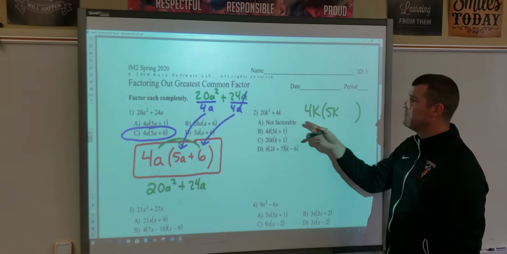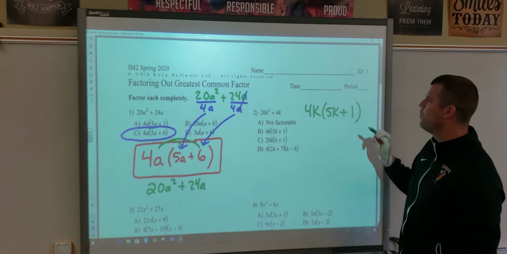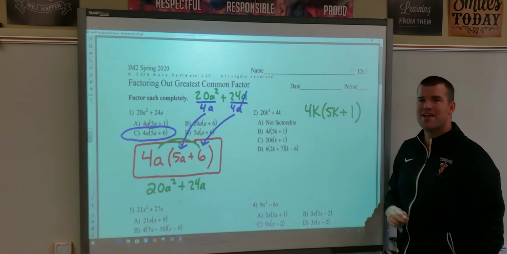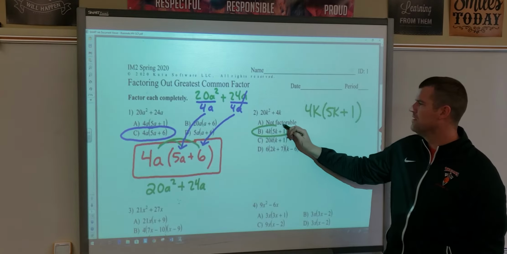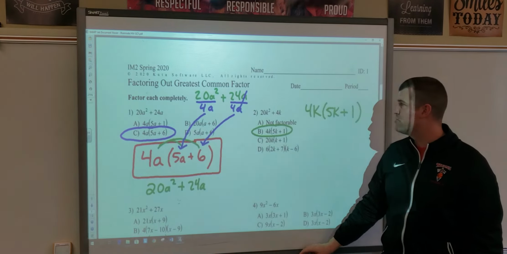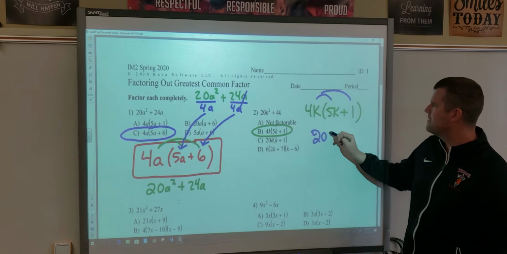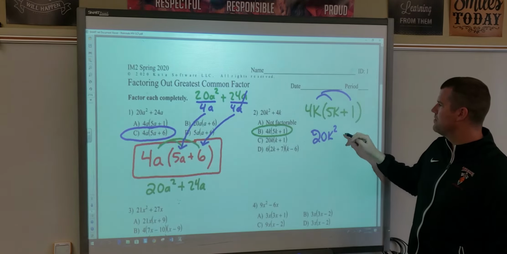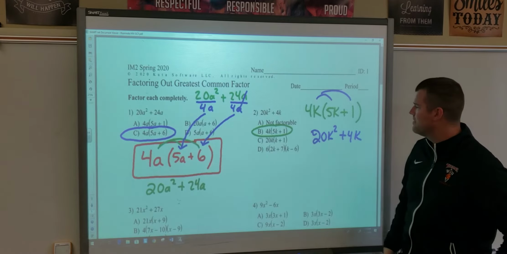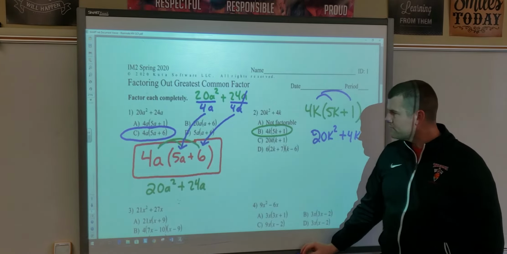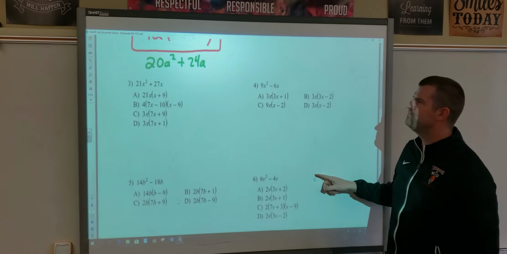4k times what would give me 4k? Well, that's 4k times a positive 1. So we end up with 4k times 5k plus 1. Again, to check your answer, you can distribute. That's 20k squared plus 4k, which is what we started with. Beautiful. Moving on to number 3.